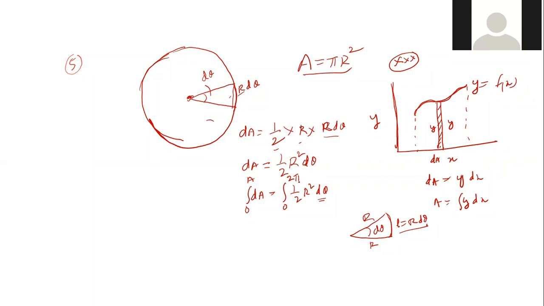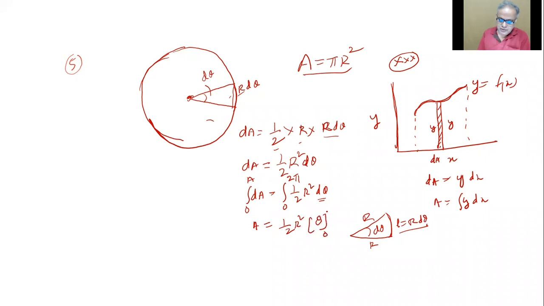Isn't it theta from 0 to 2 pi? If you start here, you should come back here. How many radians do you describe? 2 pi radians, right? Yes, sir. So this will be a minus 0, or a equals half is out, r square is out. Integral d theta is theta between 0 to 2 pi. So what do I get? Half r square, put 2 pi first, put a negative sign, put the lower limit. So this will be how much, children? R square.